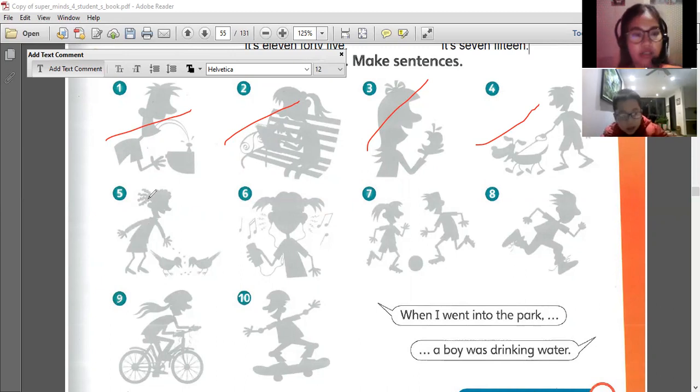And then I saw a woman who feeds the birds. Okay, I saw a girl. A girl? Is it a girl or a woman? A woman. Yes, I saw a woman feeding the birds. Okay, exactly. Number six. When I go out the playground, I saw a girl listening to music. Listening to music. Okay. I saw a girl listening to music. Okay, that's right. Next, number seven.